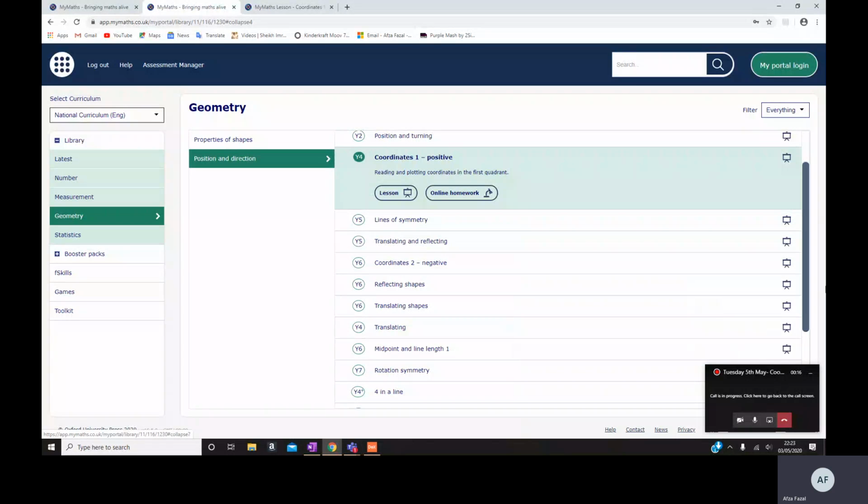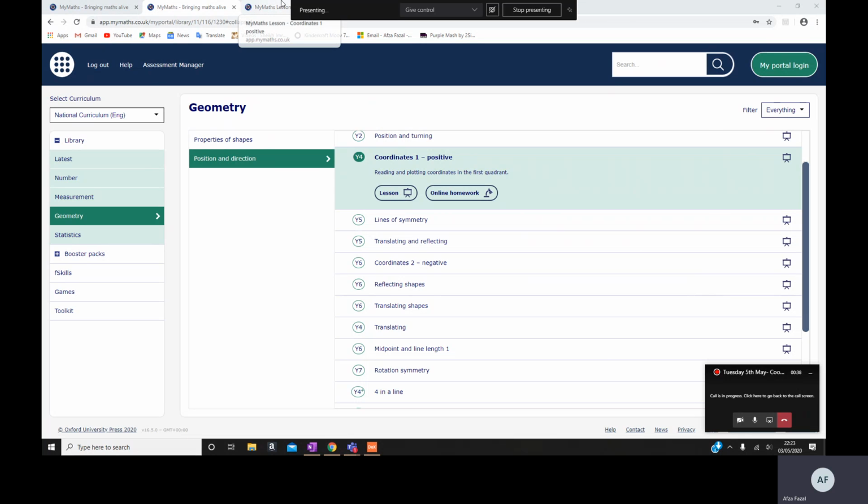We're moving on to today's lesson, which is coordinates. Now, it's a bit different when you go on to My Maths. I'm just going to talk you through it. When you log on, you're going to click on to Geometry. Then here, you need to click on Position and Direction. Then find Year 4, Coordinates 1, Positive, and you click on the lesson. Okay, so I'm just going to talk you through it.